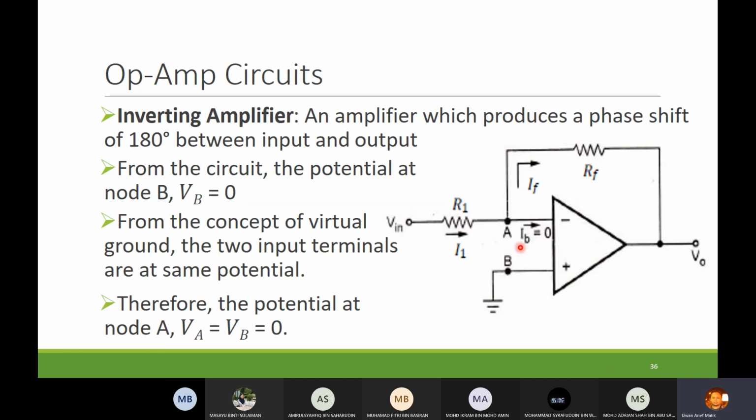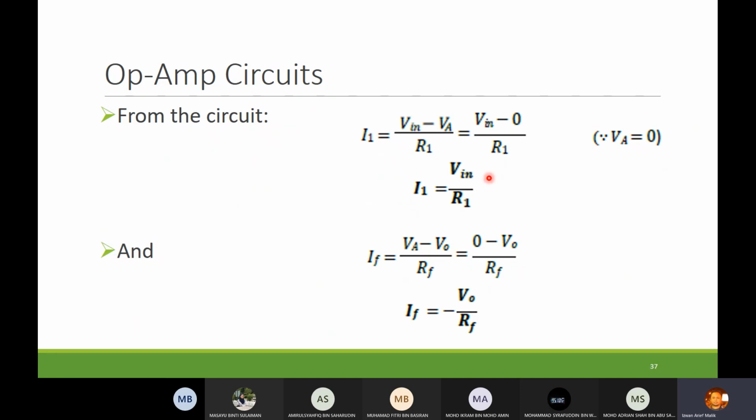Okay, so this is the circuit diagram. If you look at it, we have R1, and we have RF for the feedback, not the feedback loop. Here there is a resistor. So this one is grounded, so VA and VB will have the same value. From the circuit, we find that I1 is equivalent to Vin over R1 and IF is equivalent to minus VO over RF.